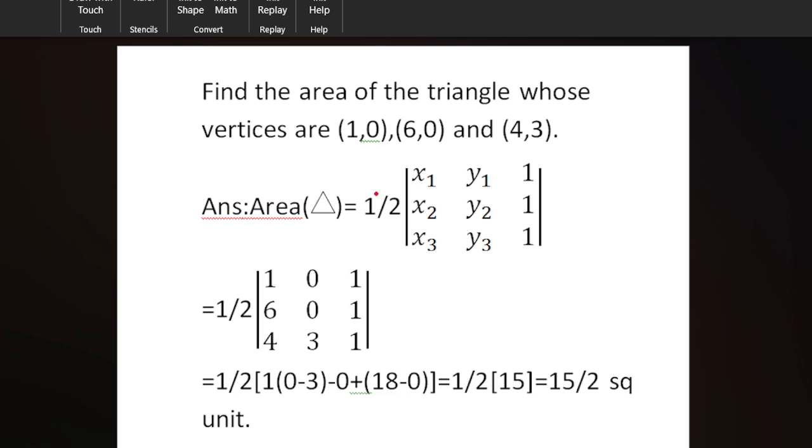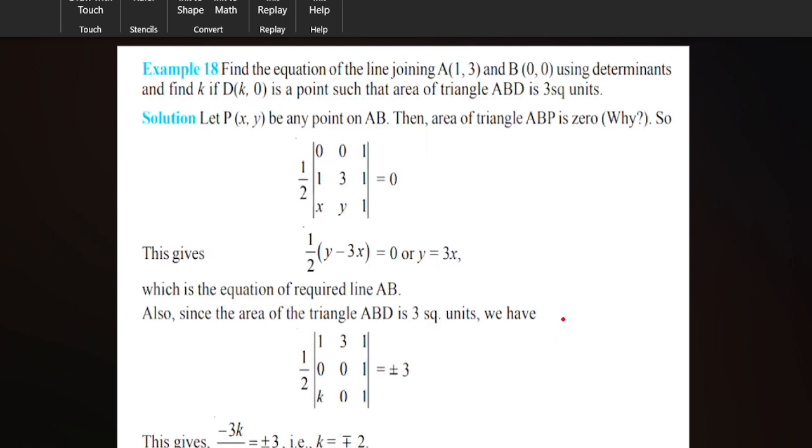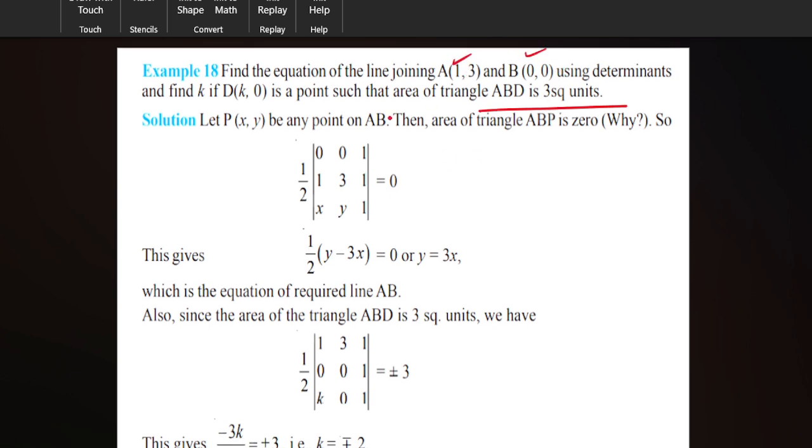Now here, find the area of the triangle with vertices (1, 0), (6, 0), (4, 3). So we can just place half of the determinant x1, y1, 1, x2, y2, 1, x3, y3, 1. Put the values and expand, and we'll get the area of the triangle. Now sometimes you may be asked to find the value of K. Here the area of the triangle ABD is given as 3 square units, vertices given are (1, 3), (0, 0) and another one is (K, 0). So the K value we have to find.